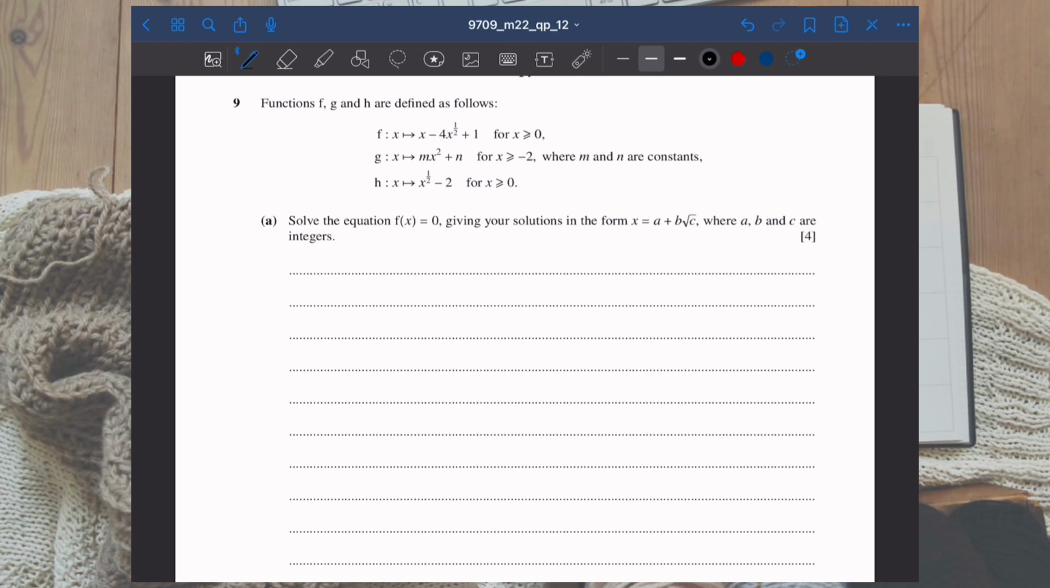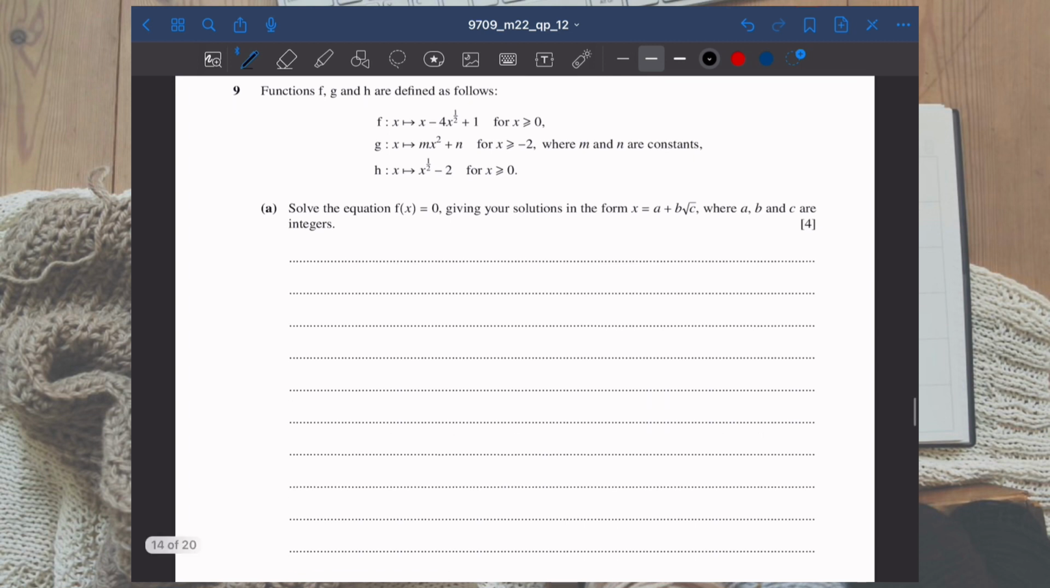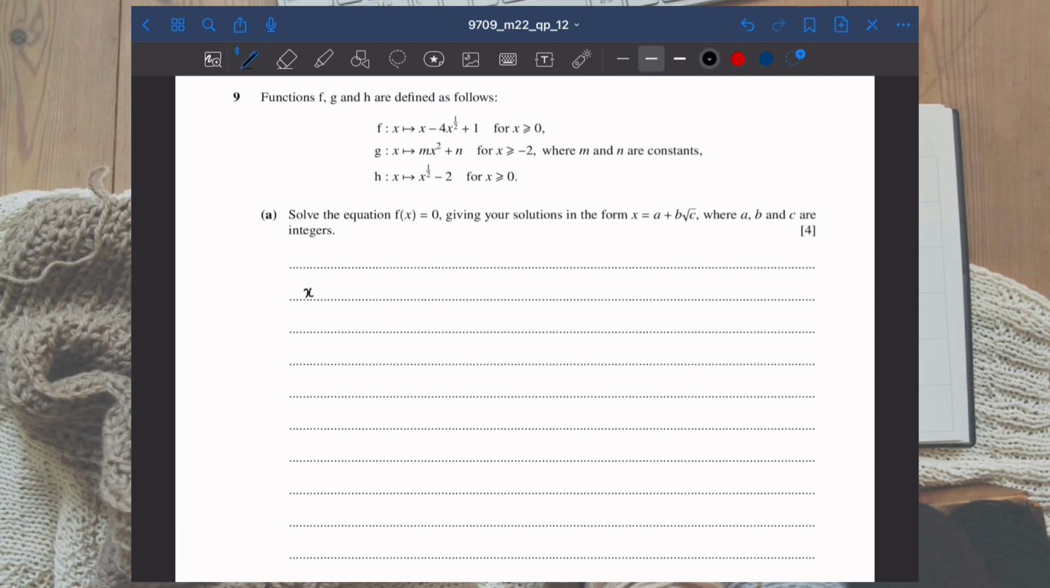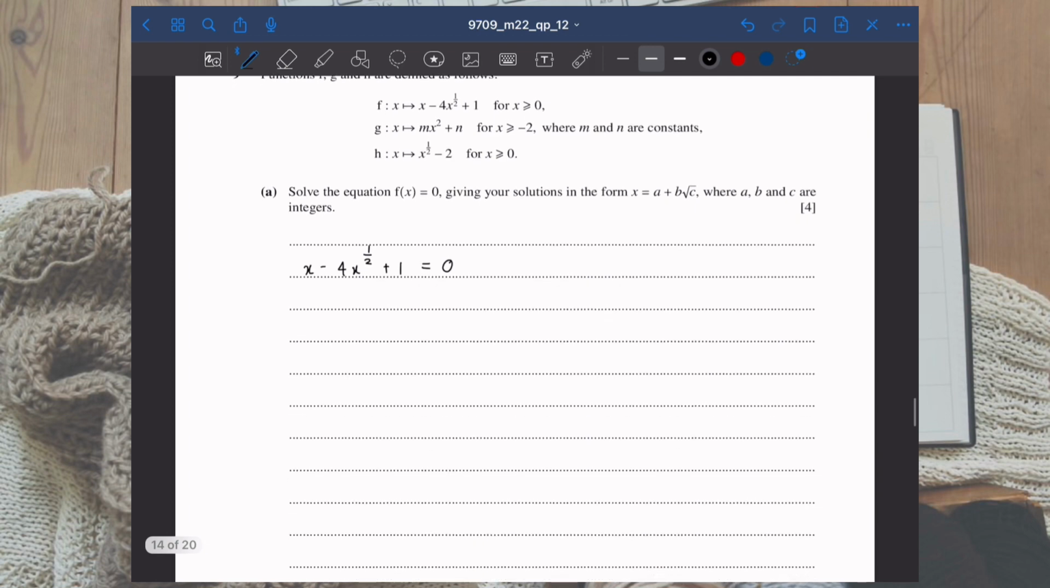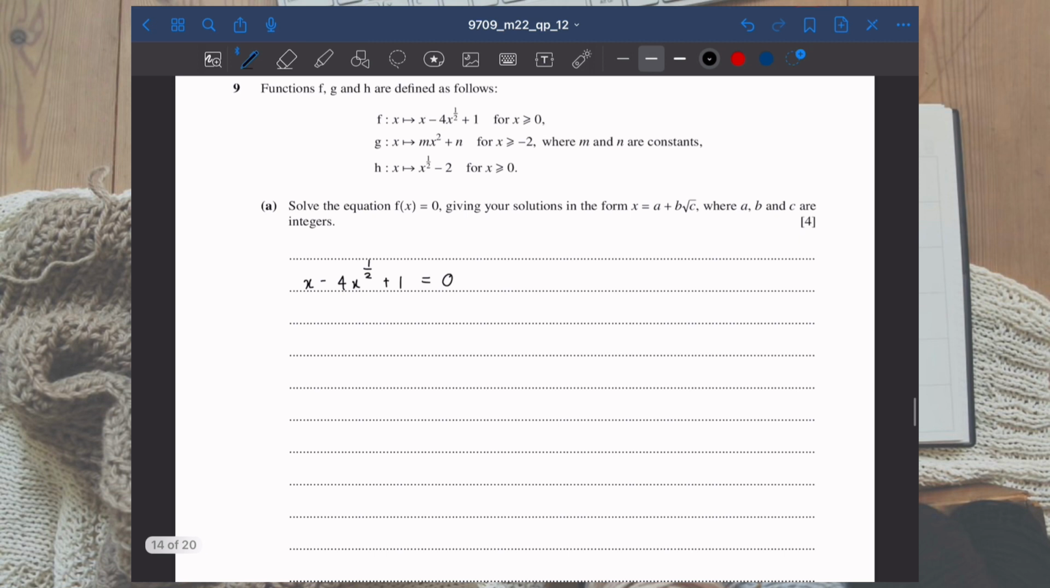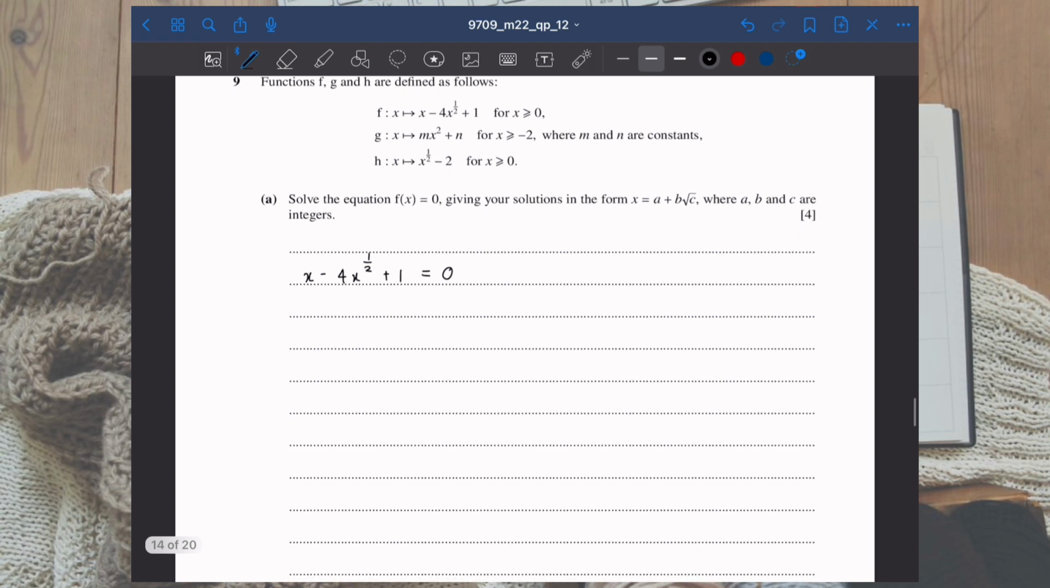Solve the equation f of x equals 0, giving your solutions in the form x equals a plus b root c, where a, b, and c are integers. So we're given our f of x, which is x minus 4x power half plus 1, and we want to solve it for 0. So we can use the quadratic formula to solve this equation.